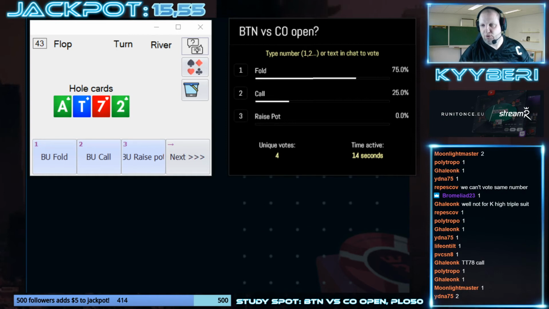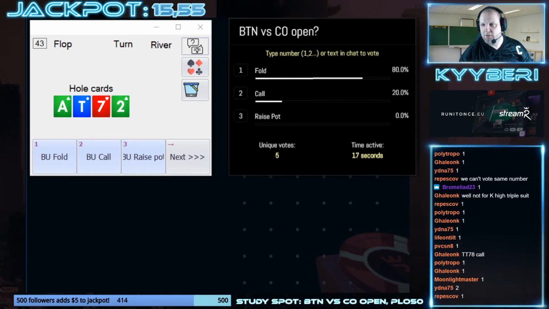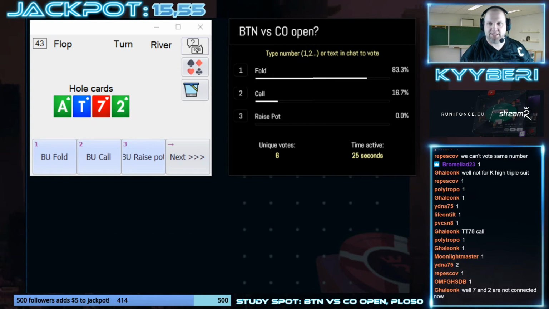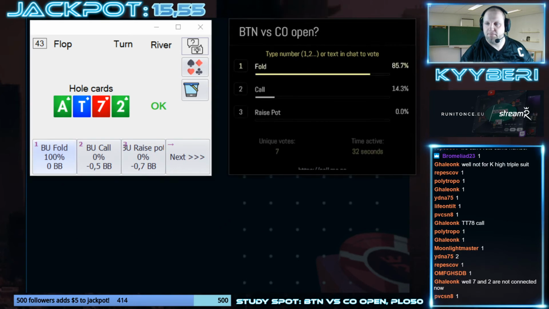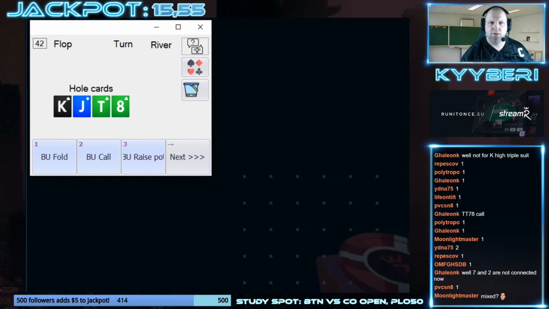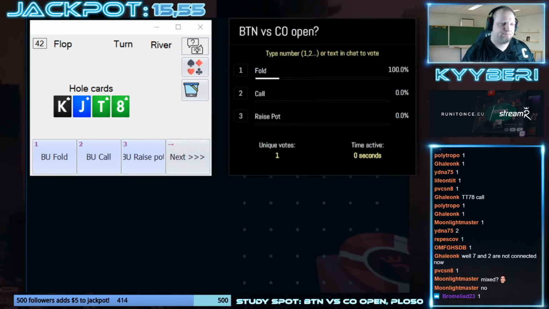Twitch chat says fold, fold, fold. One call and more folds. It is a crappy hand. I mean, the suited ace doesn't make it, in my mind, enough to call. And yeah, not even close. What about this? Connected hand but suited to only 10.